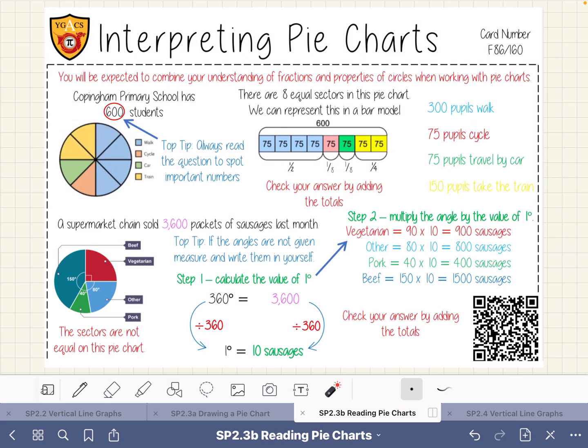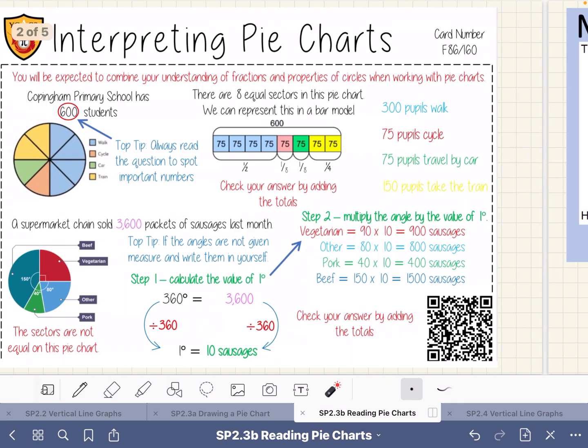The next step we can take is looking at the individual sections where 1/8 of pupils cycle, and that would be equal to this 75 here. 1/8 here is the 75, and finally a quarter of the people, so we could half 600 to get to 300 and half it again to get to a quarter to give us that 150 pupils. Let's have a look at what that might look like in an exam type question.